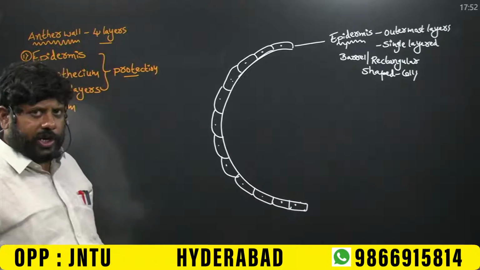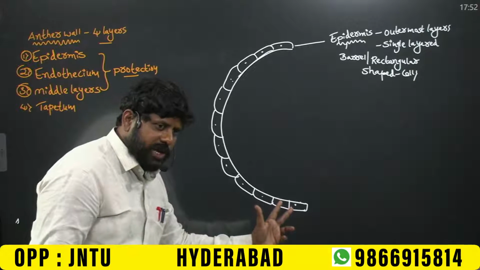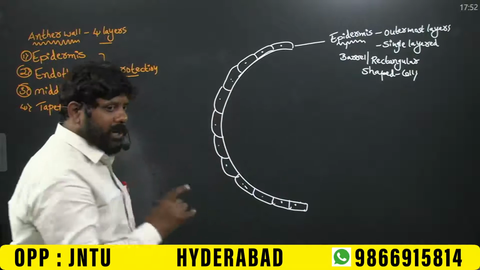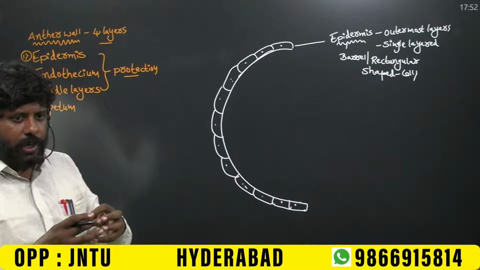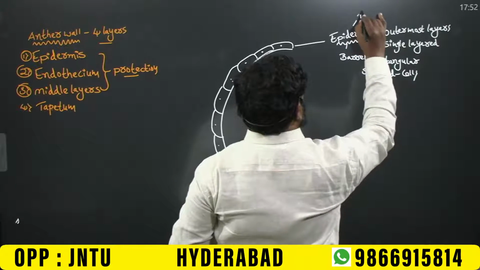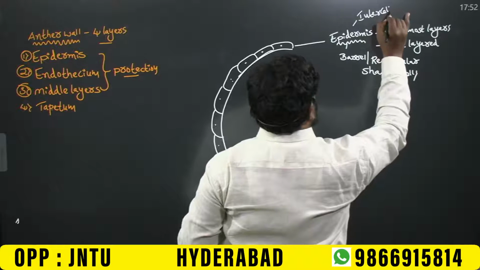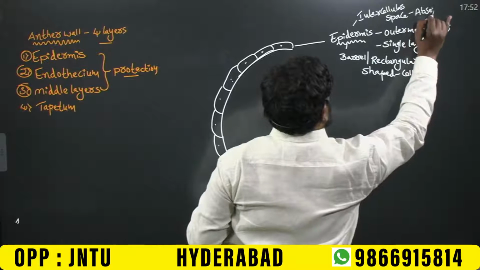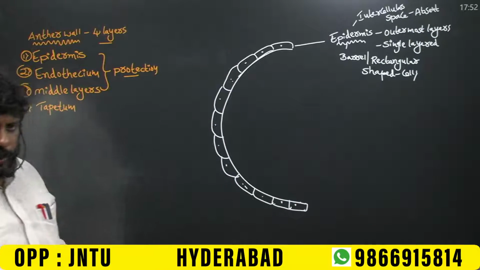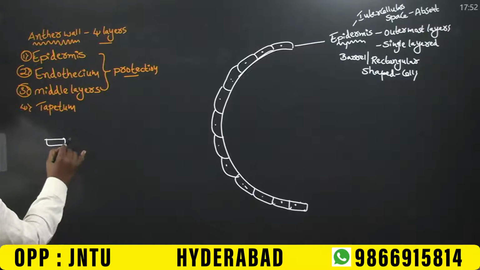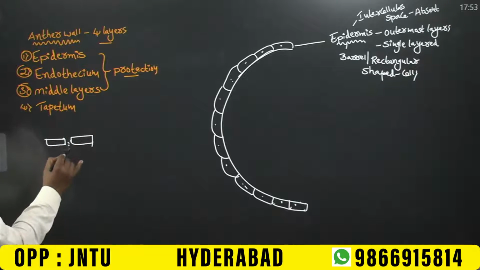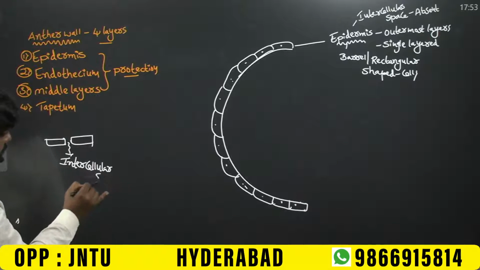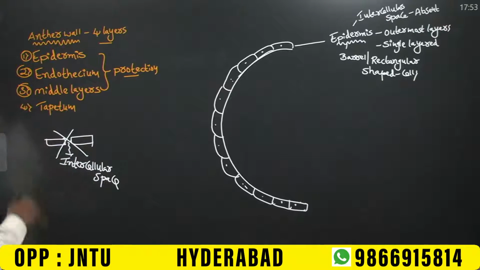These cells are arranged very close to each other. So all epidermal cells are arranged compactly. That's why in epidermis, which one is absent? Intercellular spaces are absent. What is intercellular space? The space which is present between two cells. Imagine this is one cell, this is another cell. Between two cells, whatever space is there, that space is called intercellular space.